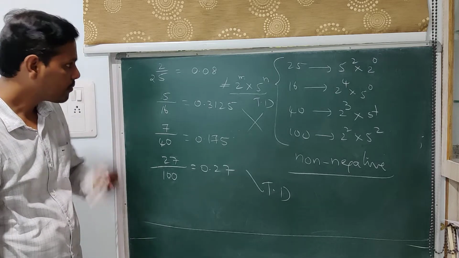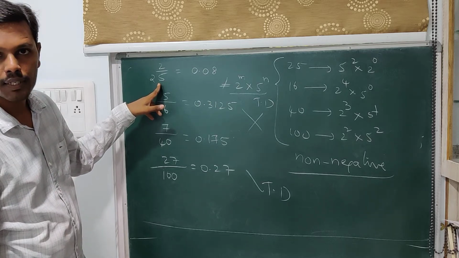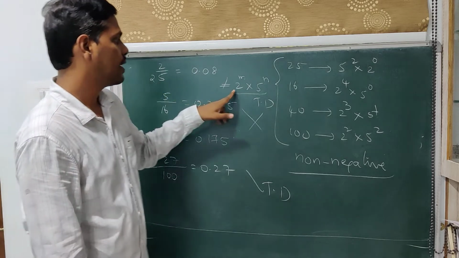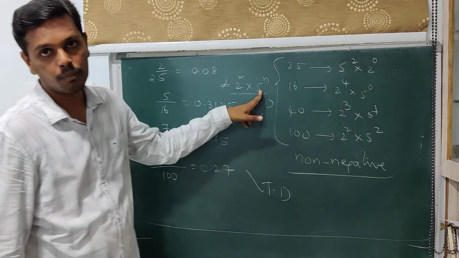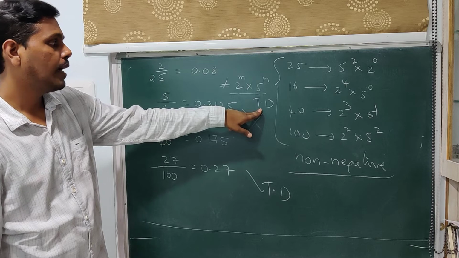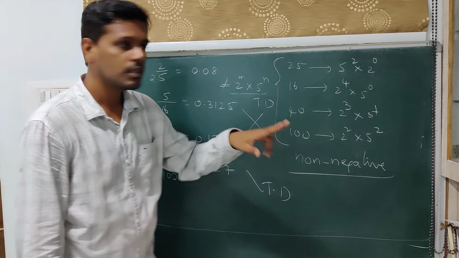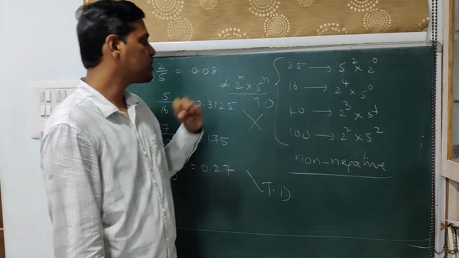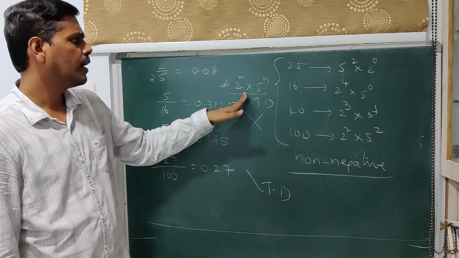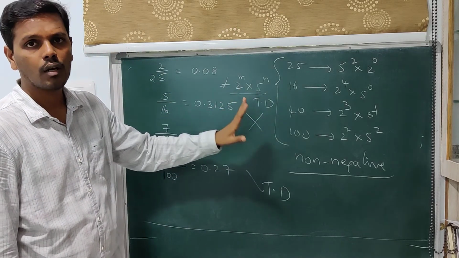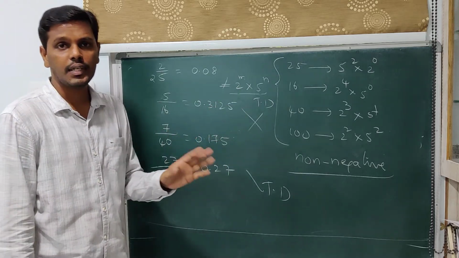Again I repeat it. Given a rational number, if the prime factorization of the denominator can be expressed as 2 power m into 5 power n, then such kind of rational numbers will always end up as a terminating decimal expansion. If the denominator cannot be expressed in the form of 2 power m into 5 power n, then that cannot end up as a terminating decimal, or you can rather say that it ends up as a non-terminating repeating decimal expansion.